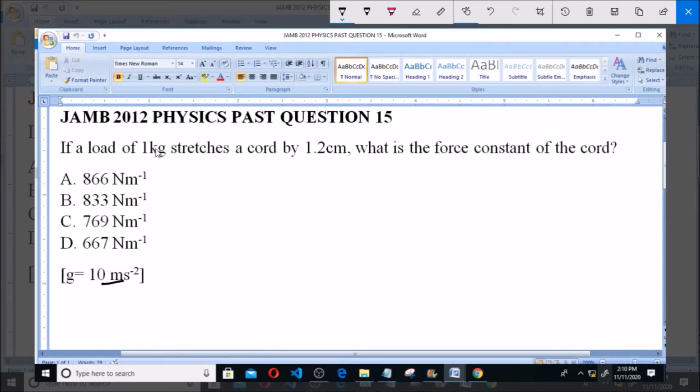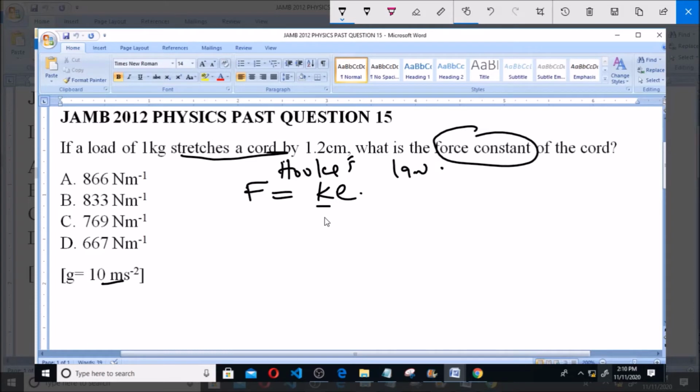So this has to do with stretching of a cord, so elasticity. Hence, we'll be making use of Hooke's law. And Hooke's law, of course, is giving us F, which is the force, equal to KE, K being the force constant and E being extension. Now, for this question, we are supposed to look for the force constant, which is K. So if you make K subject of the formula, K is equal to F over E.